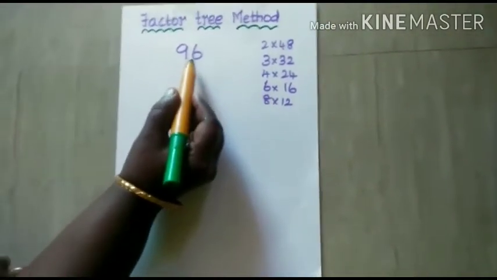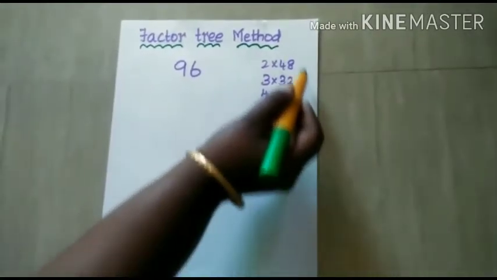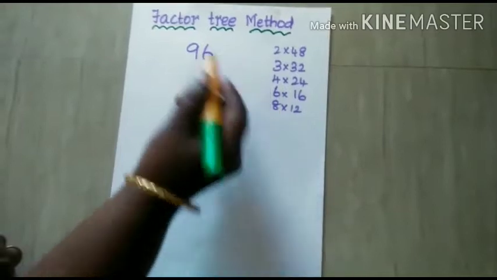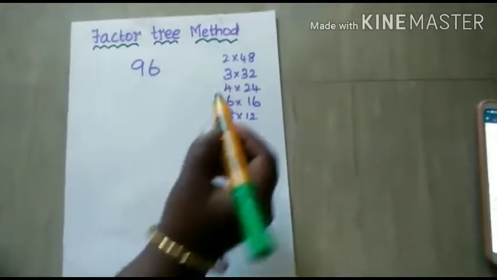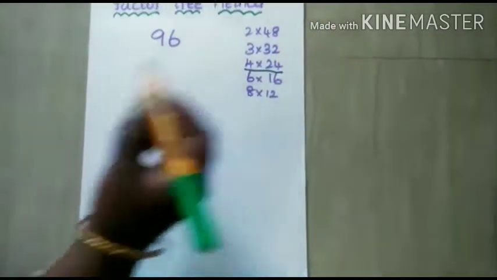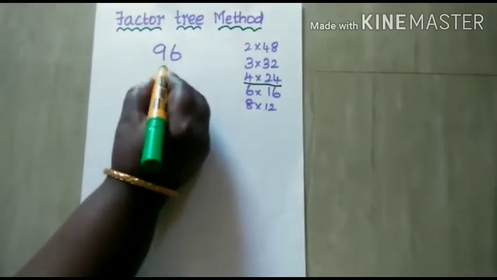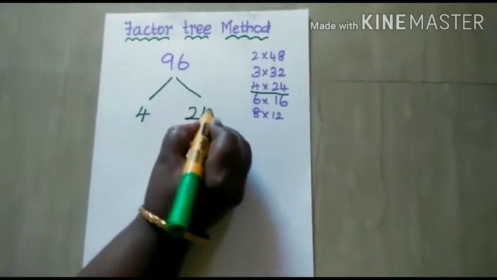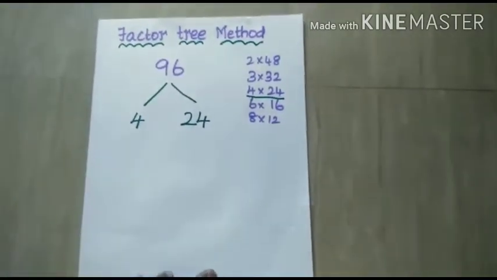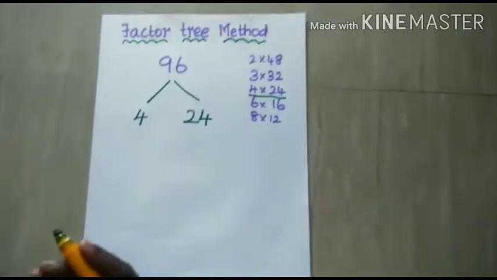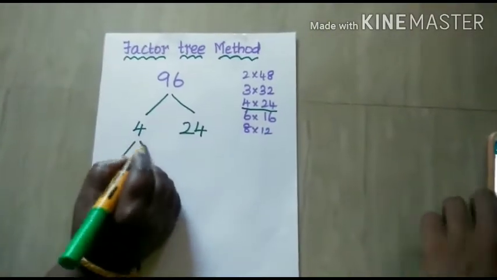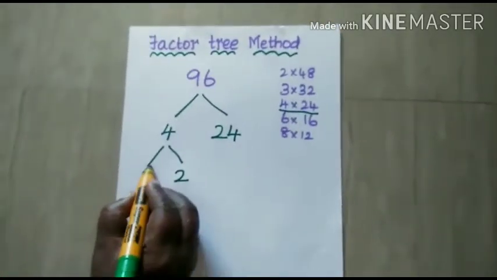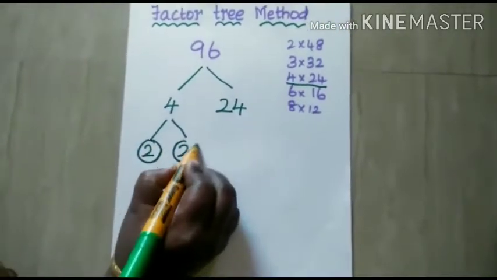What is the number given here? 96. And here I have written the factors of 96. Among these you can take any one and you can do the factor tree method. For example, I am going to take 4 into 24. Now this 96 I can split into 4 into 24. Here 4 and 24 are composite numbers. So again I have to split. Again if I split 4, I will get 2 into 2. These 2 and 2 are prime numbers. When you get prime numbers, you can circle.